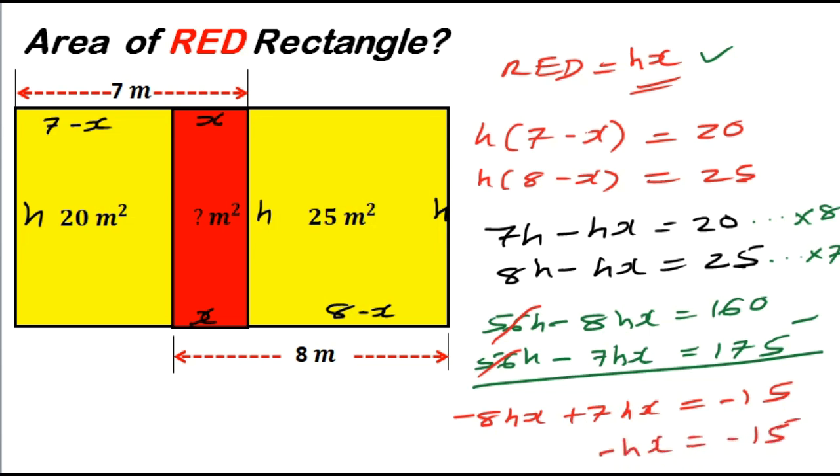So if you multiply both sides by negative, you get hx equals 15, and our unit here is meter square. So hx is 15 meters square, and remember hx is the red area. It therefore implies that the red area is 15 meters square.